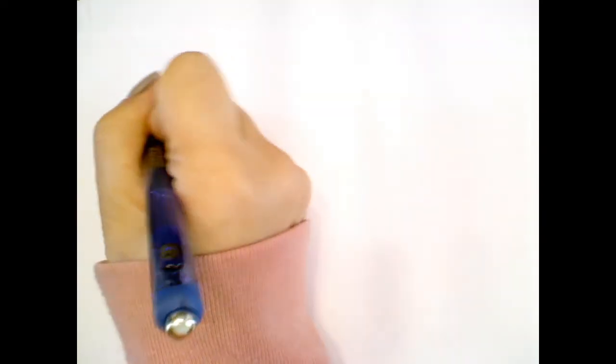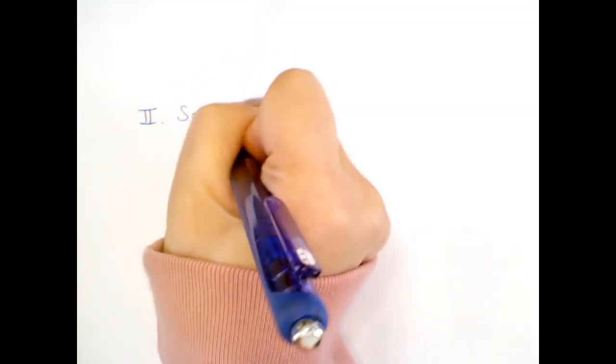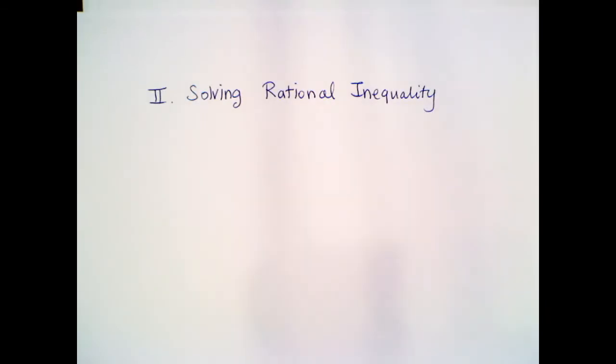Let's write part 2, solving rational inequality. So it's going to be really similar to that first part where we solved the polynomial inequalities, but for these ones, the boundary points are a little different, so we have to be careful.